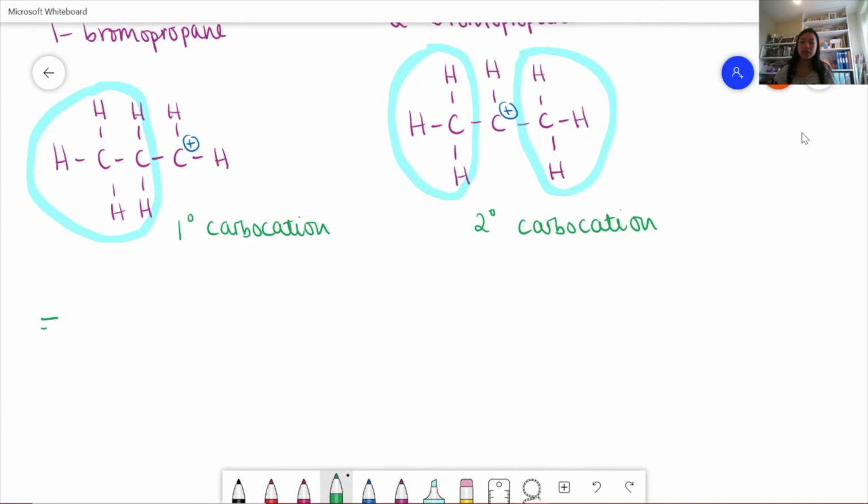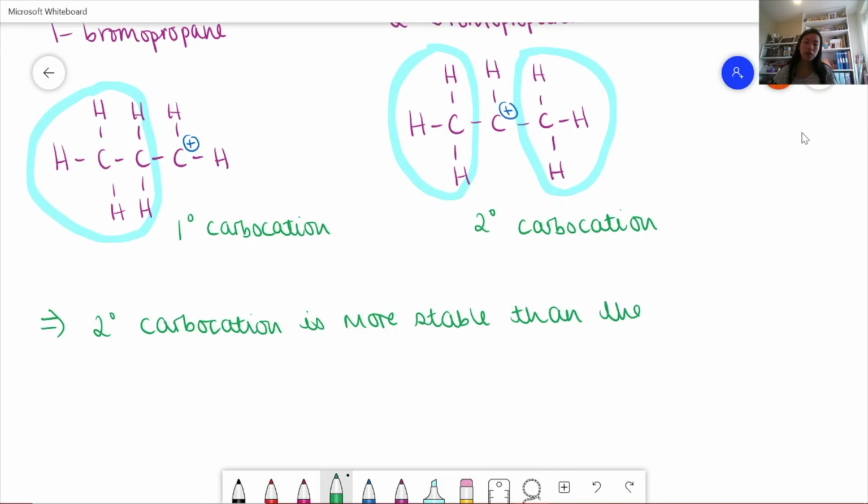So we have that the secondary carbocation is more stable than the primary carbocation, and because the major product is formed from the most stable carbocation, that means that 2-bromopropane is the major product.